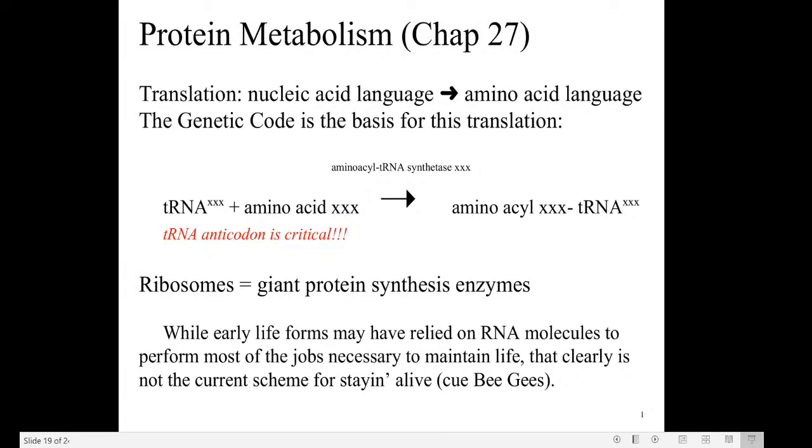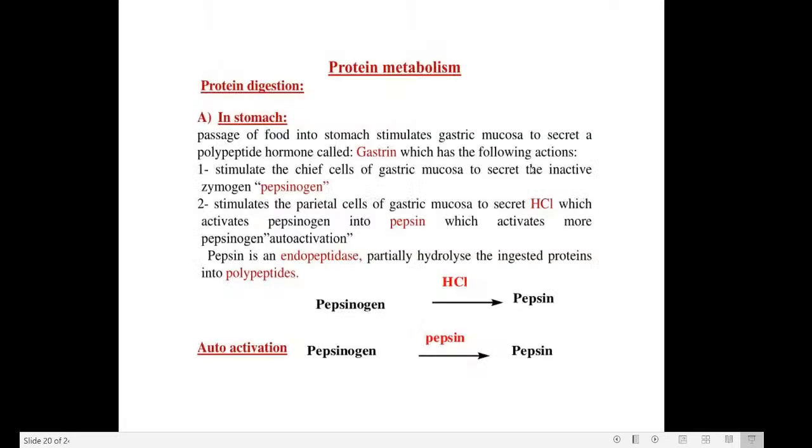In the protein metabolism, there is nucleic acid to amino acid conversion. The amino acids are the genetic code for the proteins. So the tRNA is attached to the amino acids, specific to mRNA sequences, forming the aminoacyl tRNAs. The ribosome is the protein synthesis machinery. When the ribosome recognizes these amino acids, it forms the protein. This protein metabolism happens in the human stomach.